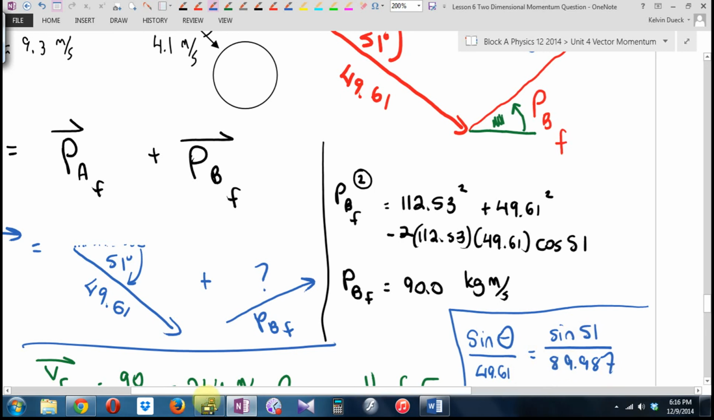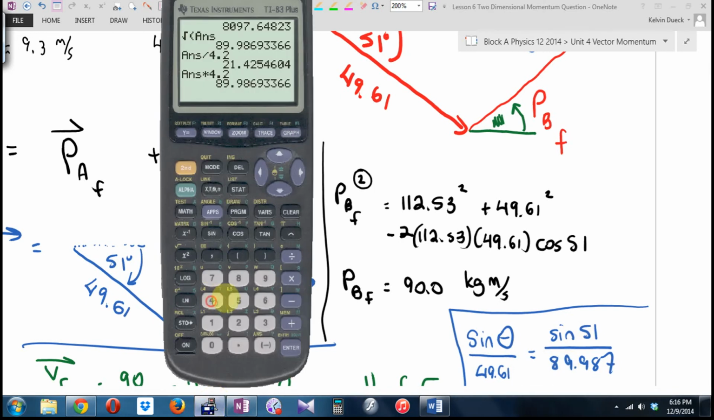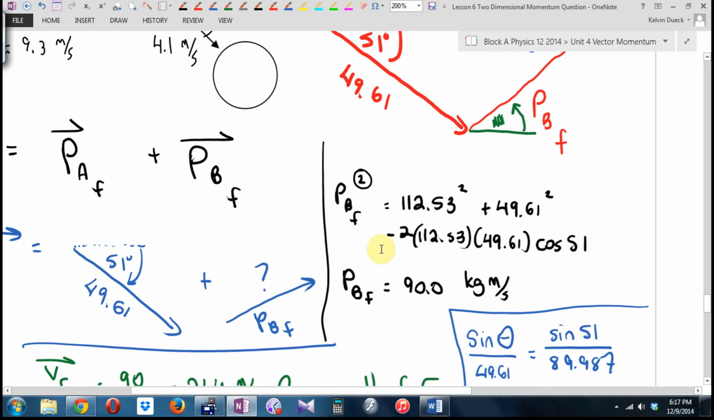Cross multiply. 49.61 times the sine of 51 divided by answer button. That's the sine of theta. How can I find theta? Second function, sine, inverse sine, shift sine, 25.4 degrees. Wow.